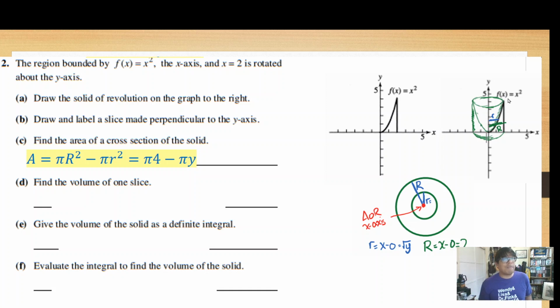So if f of x equals y, that means y equals x squared. So that means that any x coordinate can be given by the square root of its y coordinate. And the small radius is any curve along this y equals x squared. So the x coordinate at any point along that curve is the square root of y, which of course is the radius.